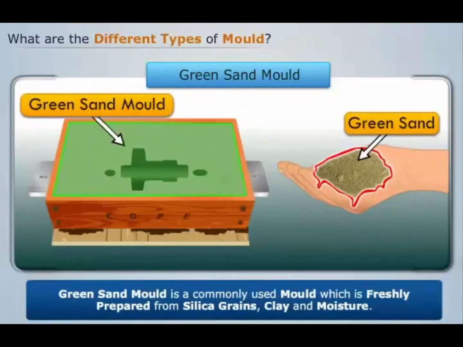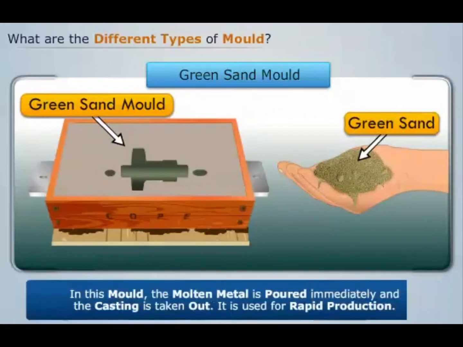Green sand mold is a commonly used mold which is freshly prepared from silica grains, clay and moisture. In this mold, the molten metal is poured immediately and the casting is taken out. It is used for rapid production.